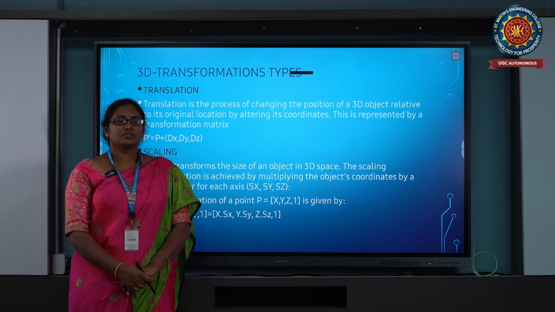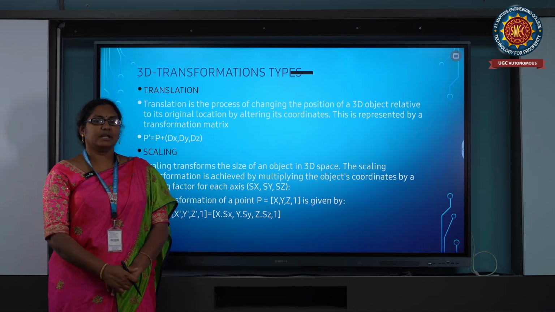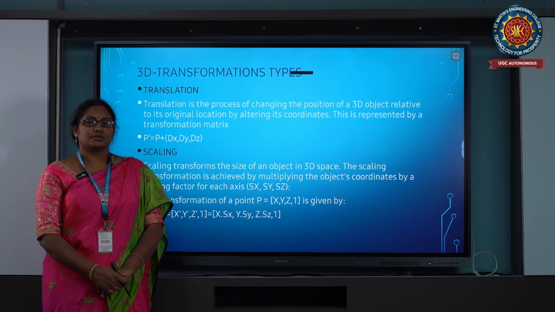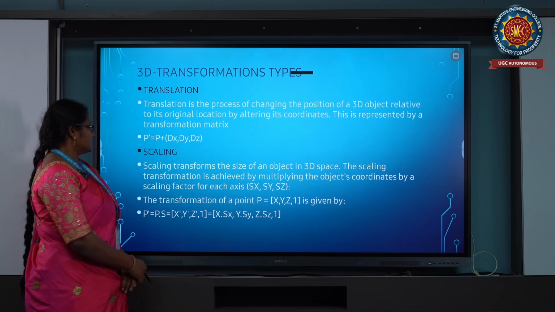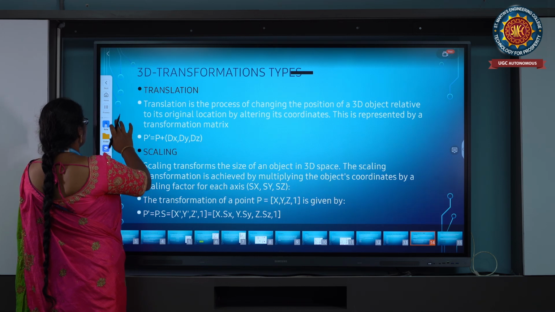What is the classification of computer graphics? Two types: geometrical transformation and coordinate transformation. Okay, next we'll see the video.